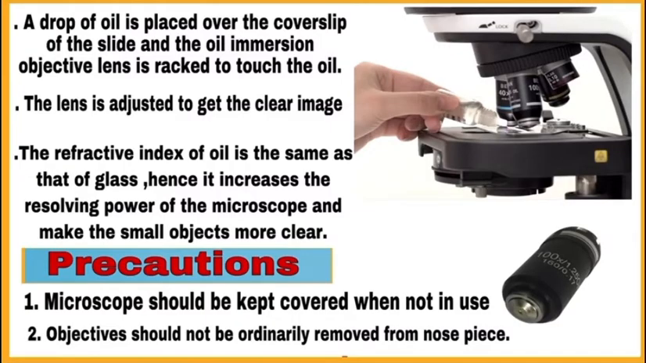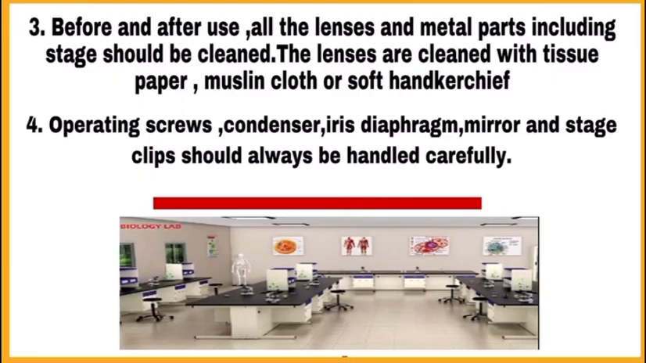Lastly, write precautions to be taken while using the compound microscope. First, the microscope should be kept covered when not in use. Second, objectives should not be ordinarily removed from the nose piece. Third, before and after use, all lenses and metal parts including the stage should be cleaned. The lenses are cleaned with tissue paper, muslin cloth or a soft handkerchief. Fourth, operating screws, condenser, iris diaphragm, mirror and stage clips should always be handled carefully.